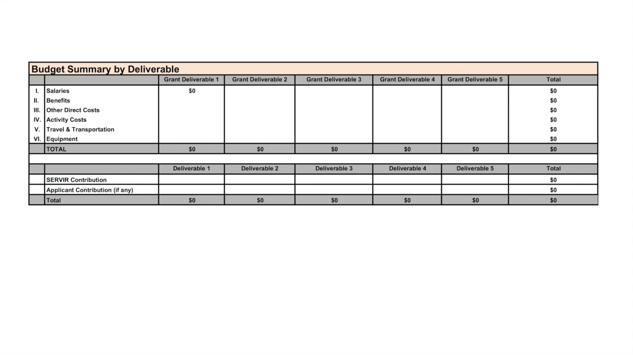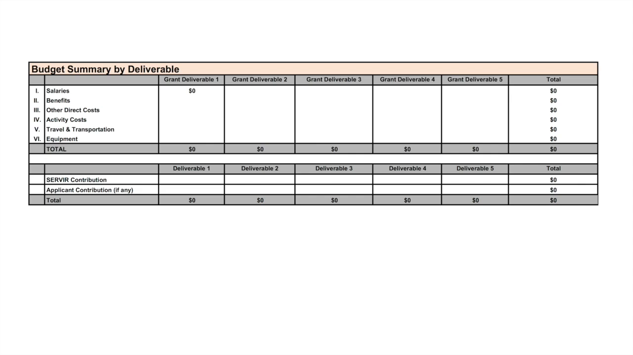In the Budget Summary by Deliverable tab, you will take all of the costs listed in tab 2 and separate them out by the deliverables listed in your implementation plan. Please feel free to include extra columns to reflect however many tasks are in your implementation plan. For costs which are not specific to a deliverable, for example, a salary of a full-time researcher, this can be spread equally throughout the deliverables.